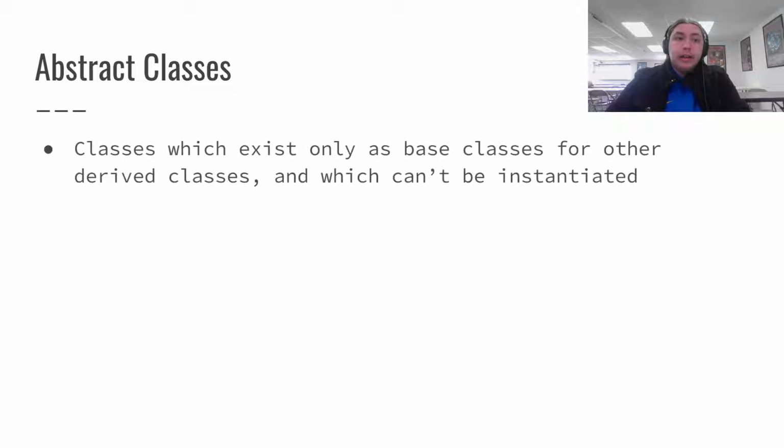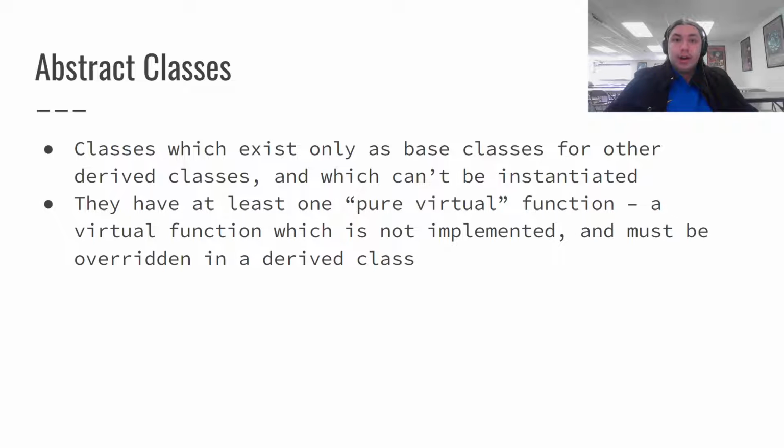And finally, let's look at abstract classes. Abstract classes are classes which exist only as base classes for other derived classes, and they cannot be instantiated on their own. And that is because they have at least one function that is a pure virtual function. And that is to say, a virtual function which is not implemented in the base class and must be implemented in one of the derived classes, at least, in order for it to be instantiated.